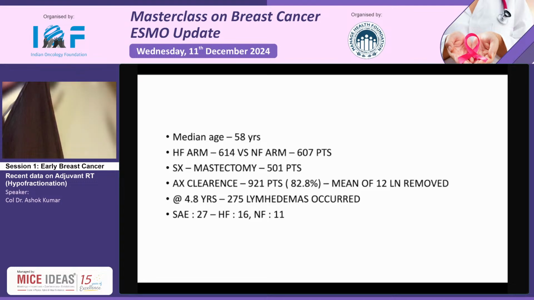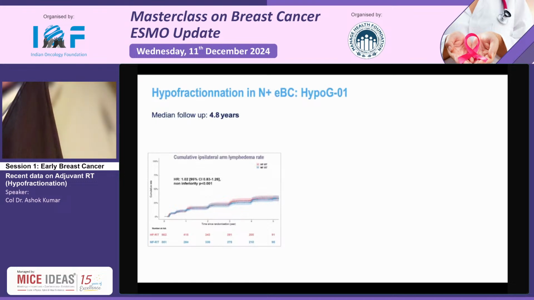The median age in this trial was 58 years, with 614 patients in the hypofractionated arm and 607 patients in the normofractionated arm, so the arms were equally distributed. 501 patients underwent mastectomy. Axillary clearance was done in almost 82% of patients, and a mean of 12 lymph nodes were removed. It was evaluated at 4.8 years, with 275 lymphedemas occurring. 27 serious side effects were seen, of which 16 were in the hypofractionated arm versus 11 in the normofractionated arm.